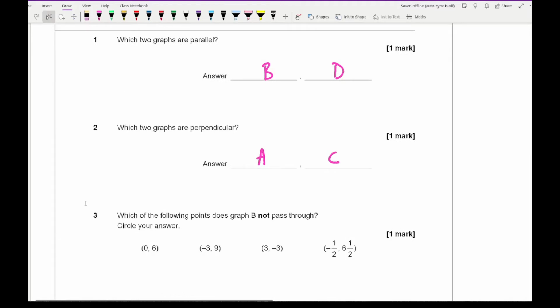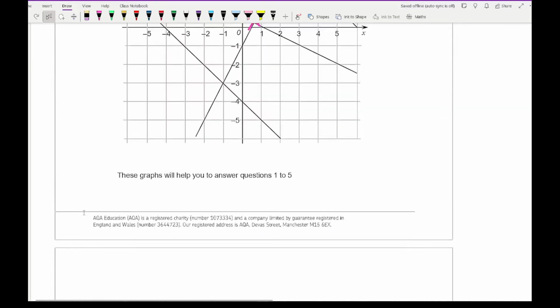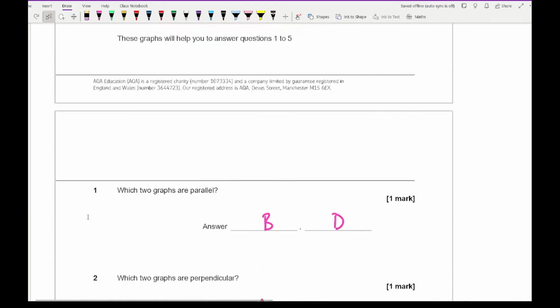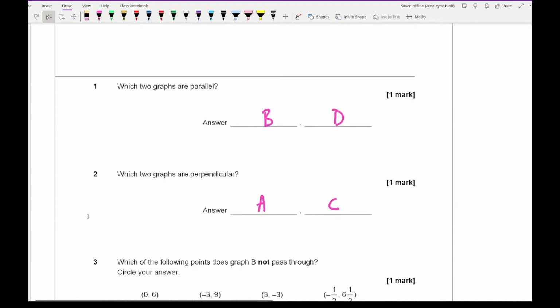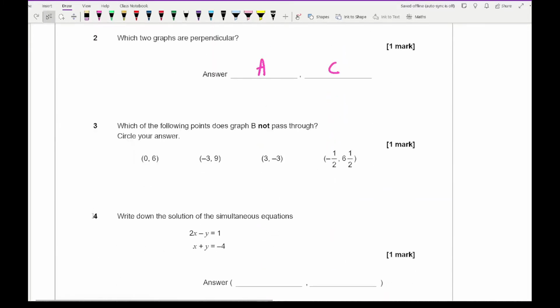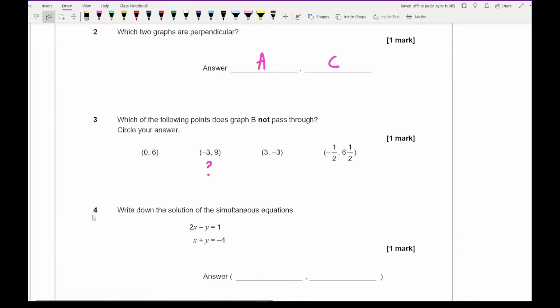For the next one, it says which of the following points does graph B not pass through, and it says circle your answers. So let's have a look at each of the coordinates. The first one is 0, 6. So if we go up the graph, we've got 0, 6, which is there. So that does hit line B. Our next coordinate is minus 3, 9. So minus 3 is here, and 9 is going to be up there. That one's a bit of a question mark, but I would say that it's a good chance that that one will. So let's just put a question mark there.